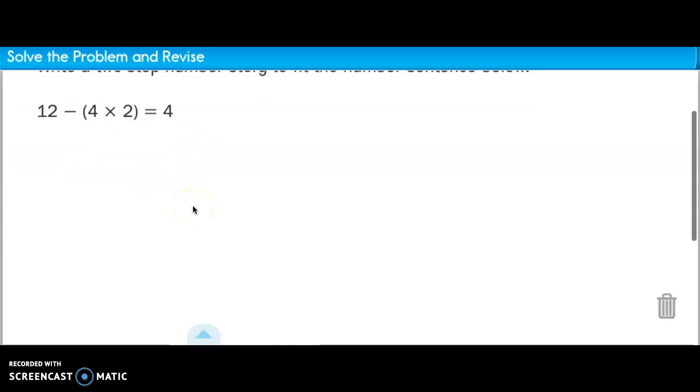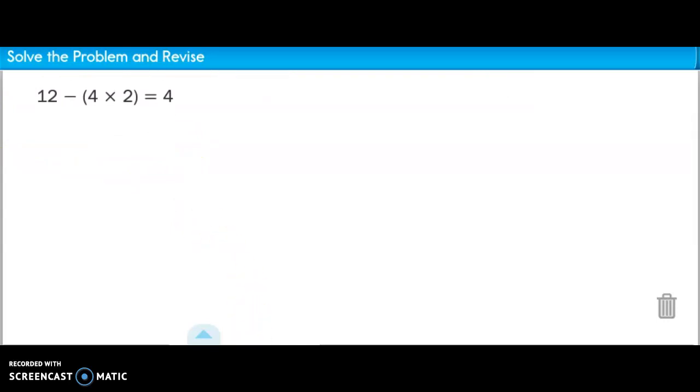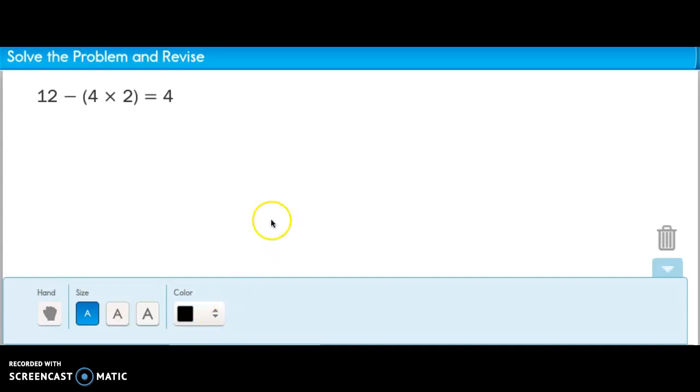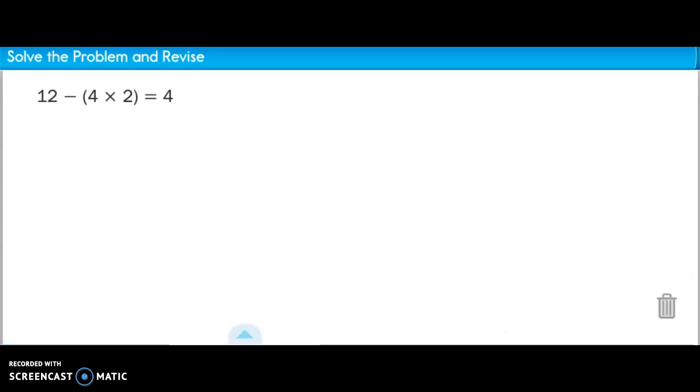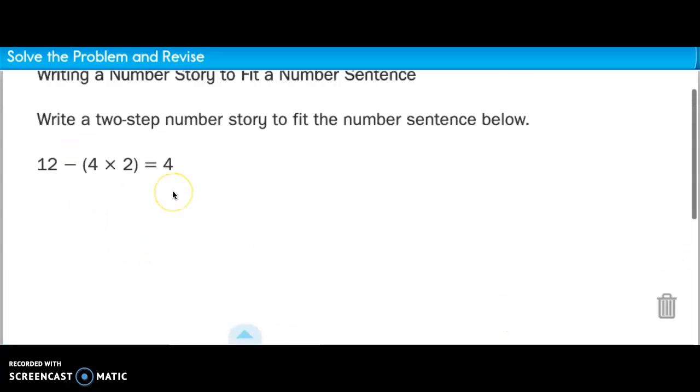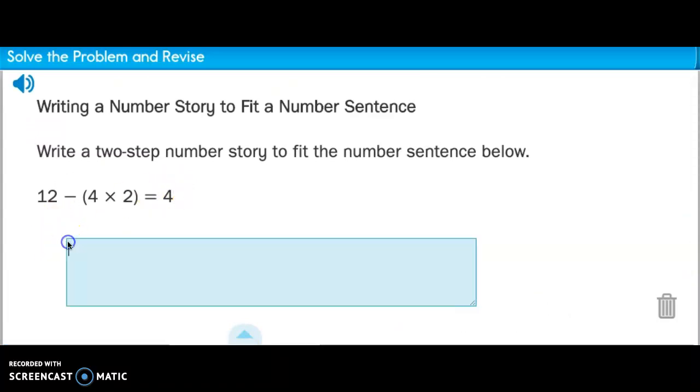So the first one I'm going to do, and I'm going to go ahead and type here. I'm hoping that I'll be able to, let's see here, I'm not sure. I'm going to put this up here. There we go. I'm going to type right here. I'm going to start with, remember 4 times 2 is what you start with. So I'm going to start my first story.